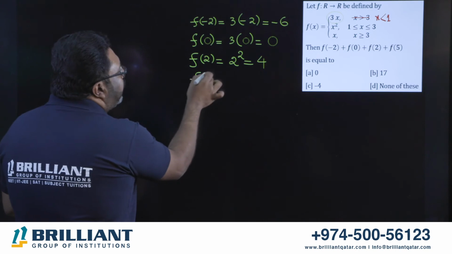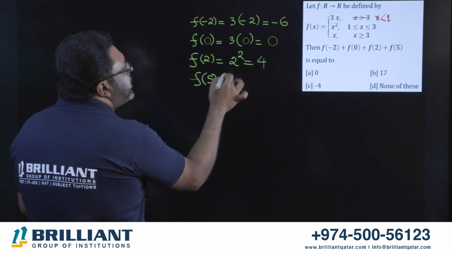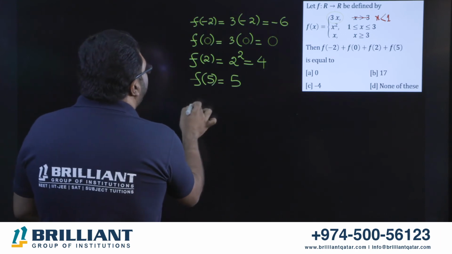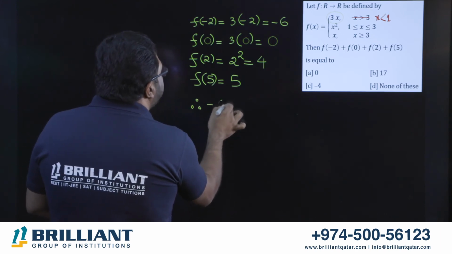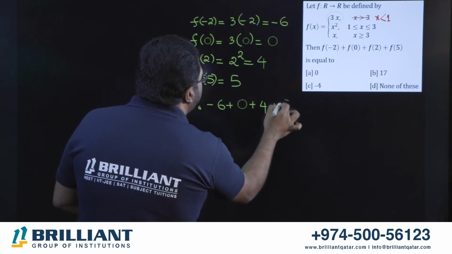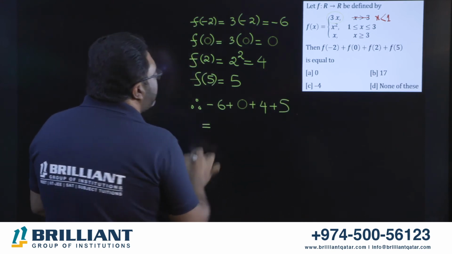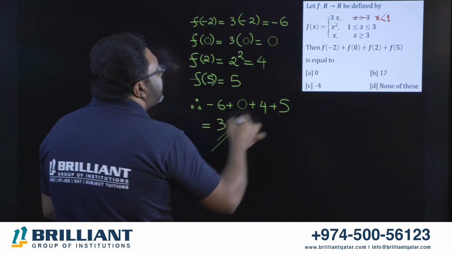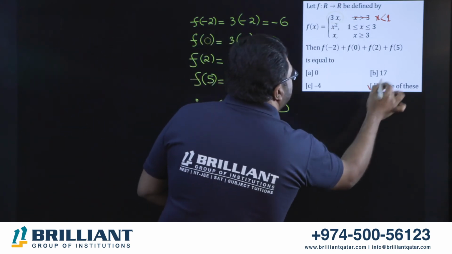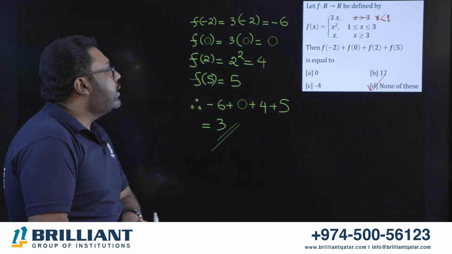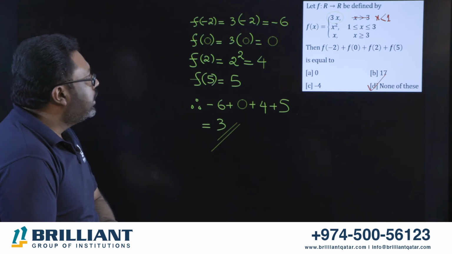Last one, f of 5. f of 5 is a number which is greater than 3, so it's going to be x, which is 5. Therefore, what is the sum? Minus 6 plus 0 plus 4 plus 5. 4 plus 5 is 9, minus 6 is 3. The answer is none of these. It's a very clear answer: not 0, not 70, not minus 4. It's none of these.